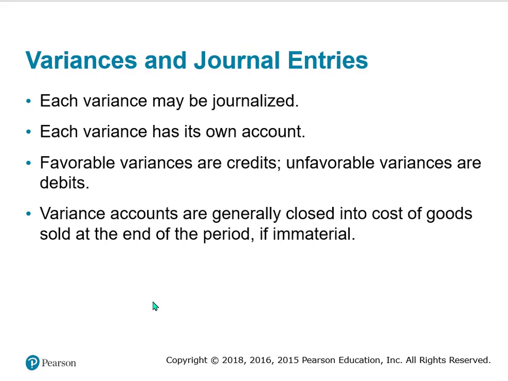Variances are journalized into individual variance accounts, and favorable variances are credits because they increase operating income, and unfavorable variances are debits because they decrease operating income. Think of it as similar to an expense. And if it's immaterial, variances are closed into cost of goods sold at the end of the period. All right, they would just cause more confusion.